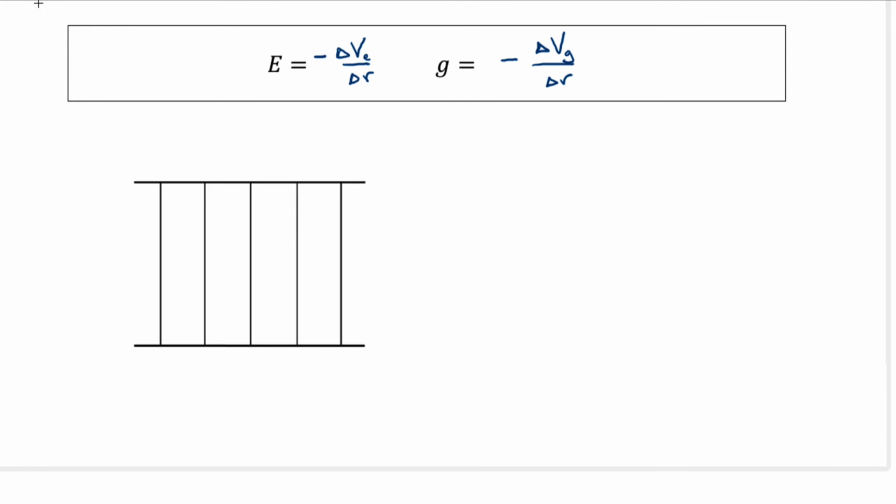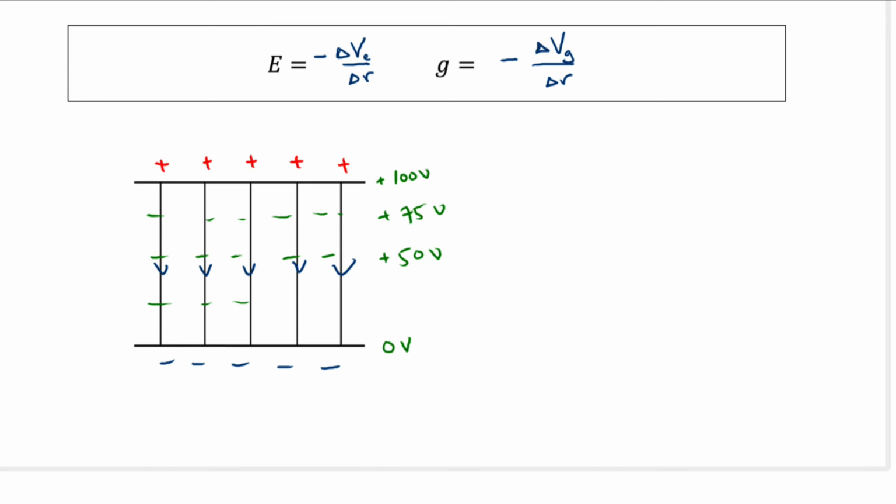So if this is a parallel plate capacitor with positive charges up here and negative charges down here, and my field lines are going to point downwards, then we know that the field is uniform. That means that the equipotentials are equally spaced. So if this is at 0 volts and let's say this is at 100 volts, then 50 volts would be here in the middle, and we'd have a 75 volt equipotential here and a 25 volt equipotential here.